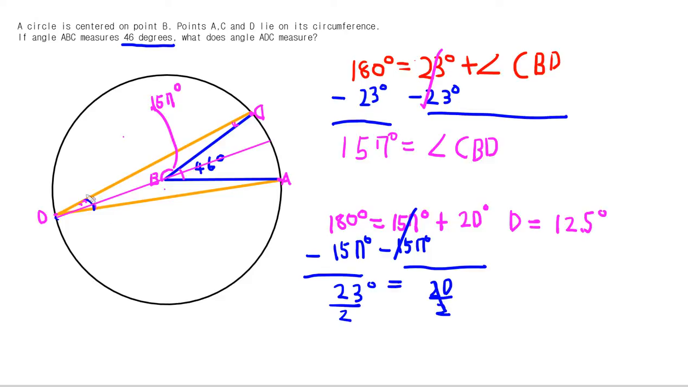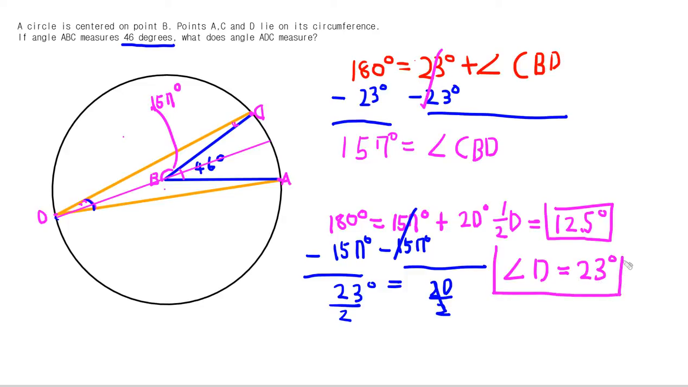This is half the angle of ADC, so we need to multiply by 2 to get the real angle, which means the angle D is half of the angle ADC. I'll just write it down. That should be equal to 2 times 12.5, which is 23 degrees. We just found the angle of D.